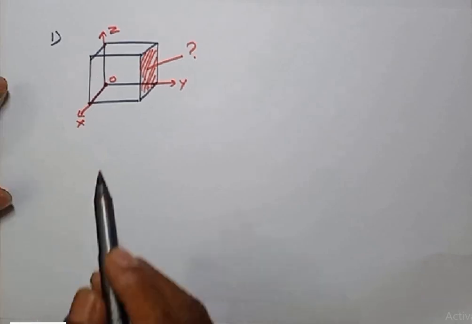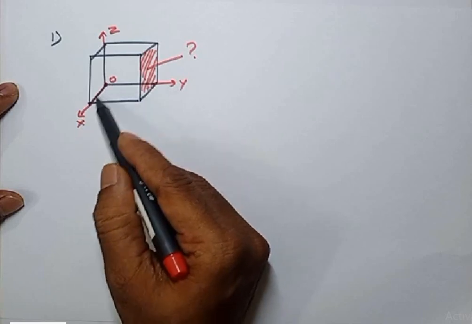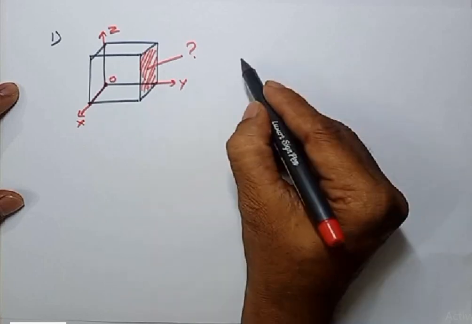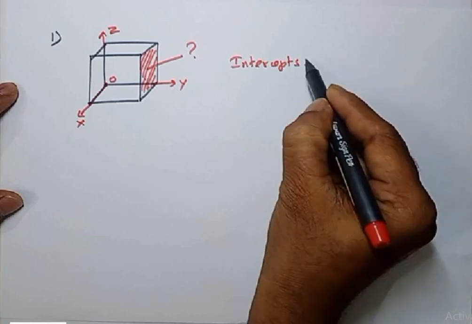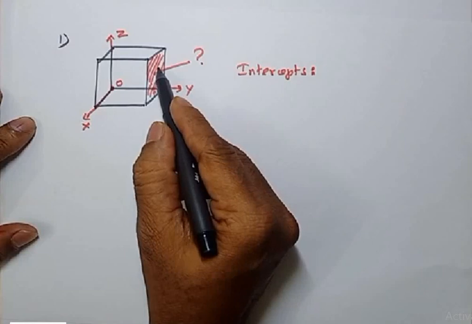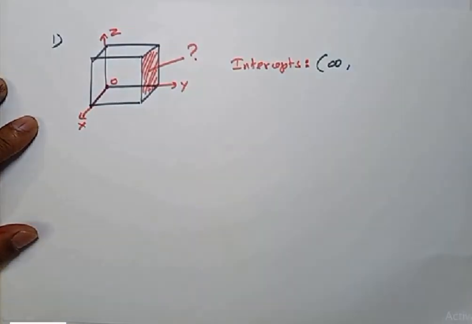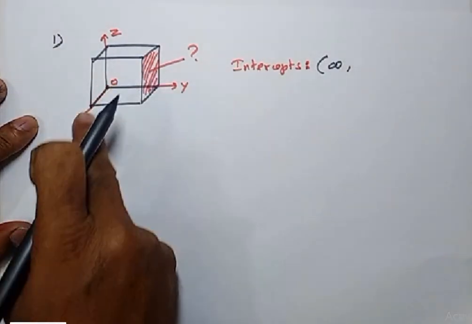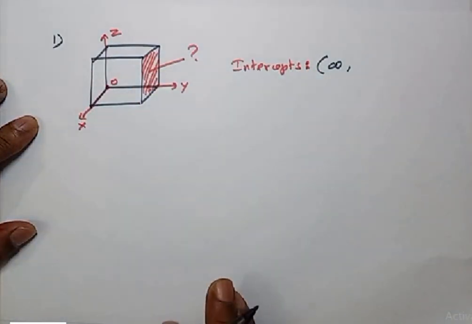Listen, very simple. This plane is parallel to the x-axis. Therefore, I'm finding intercepts. What is the x-intercept? Since the plane is parallel to the x-axis, the x-intercept is infinity. Whenever a plane is parallel to any axis, the intercept for that axis should be infinity.